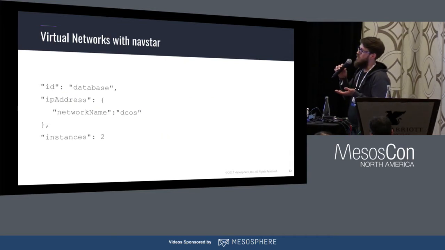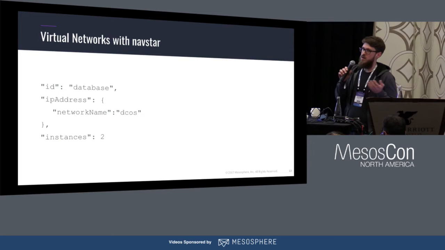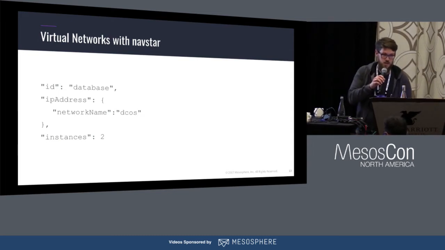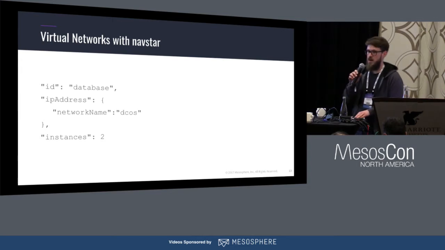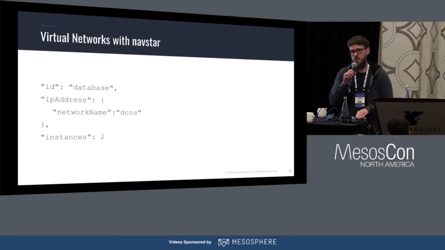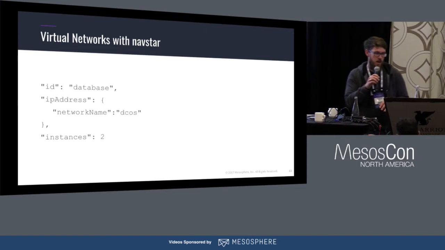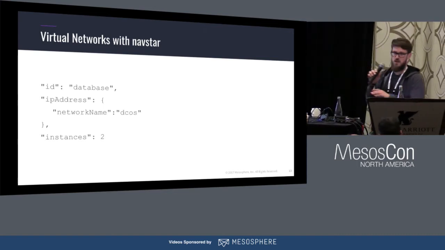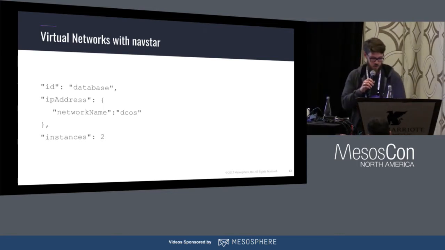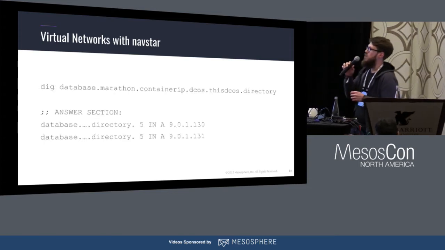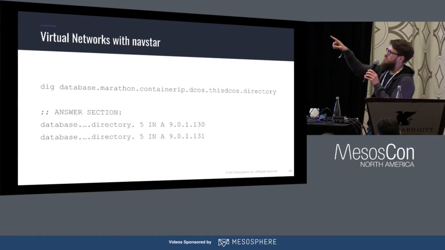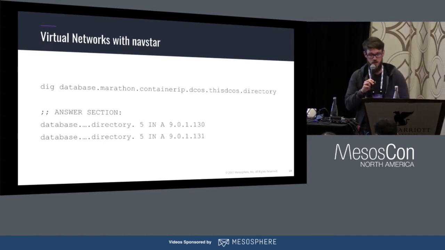This is what it would look like in Marathon. We'd configure an application with the ID database and say this container should have an IP address, and it's coming from the overlay network, DCOS. And I want to have two instances now, because I want to show you how this would look when I do a dig on this. So if I now do a dig, now I have database.marathon.containerip.dcos.directory. So it gets a little bit longer now.